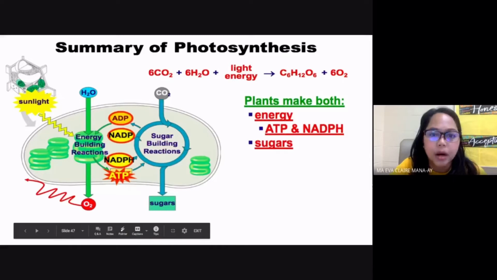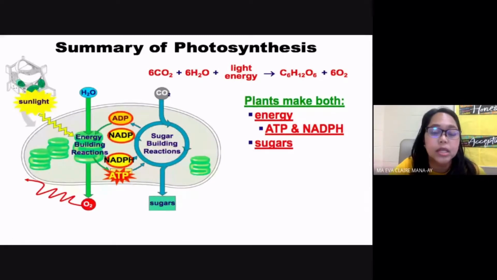We've talked about photosynthesis. We said there are two stages or two reactions involved in photosynthesis. Now we know that the general equation for photosynthesis would be 6 molecules of carbon dioxide plus 6 molecules of water, plus of course light energy. This is from the sun, and of course this is going to give us 1 molecule of glucose and 6 molecules of oxygen gas.